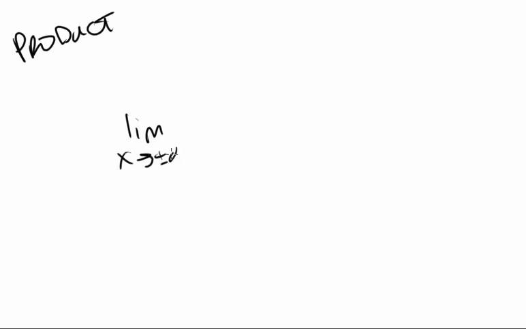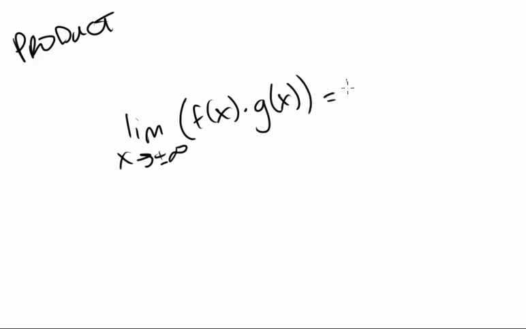Okay. Now there's also a product rule. So using those same limits, I have the limit of f of x is L and g of x is M. So the product rule, let's write that. Product rule. So we're going to have the limit as x approaches positive or negative infinity of f of x times g of x is going to be equal to L times M.